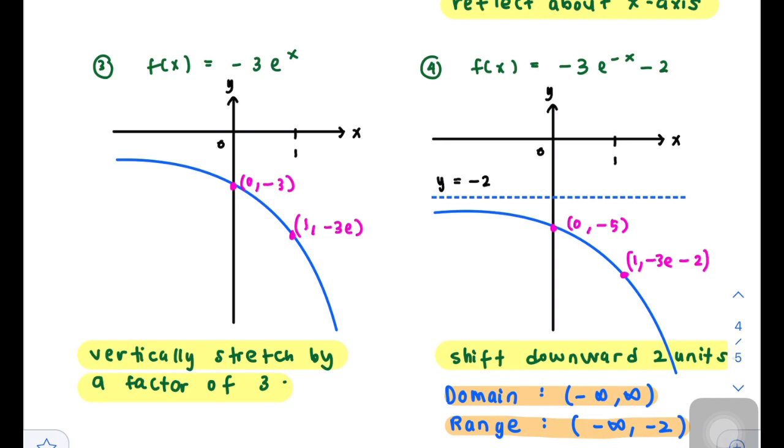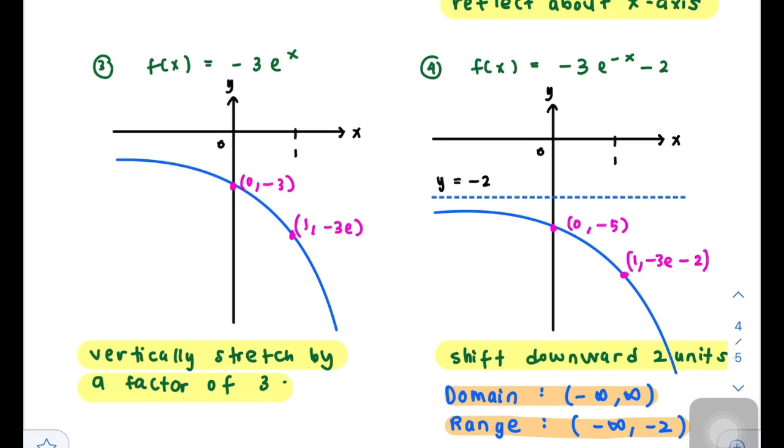Negative 1 times 3 is negative 3, so the new point is at (0, negative 3). Negative e times 3 is negative 3e, so just write as negative 3e. The x coordinate remains the same. Okay, so you have these 2 points, and then just draw the graph crossing these 2 points.